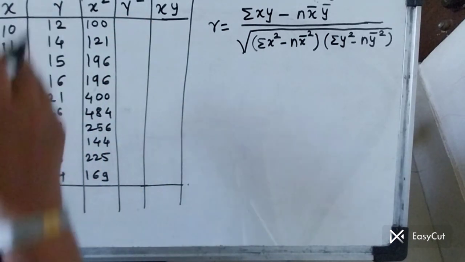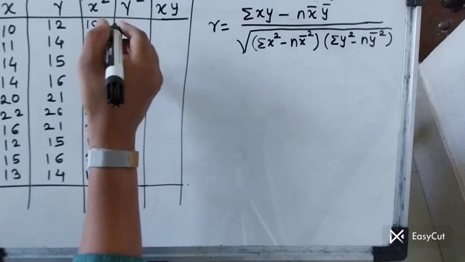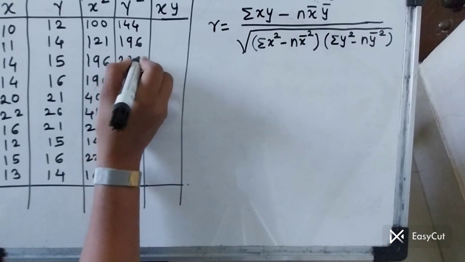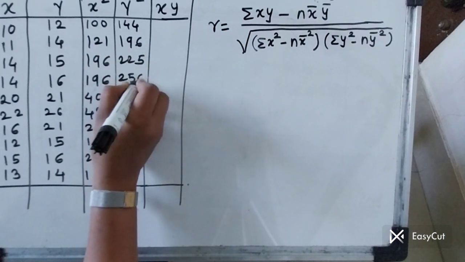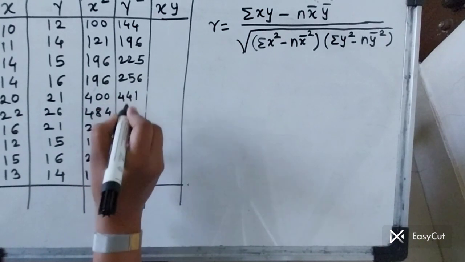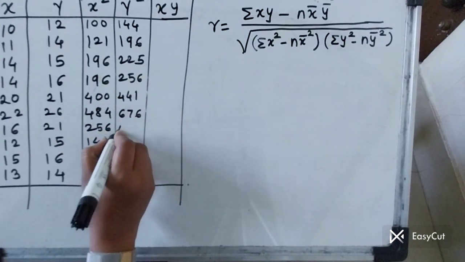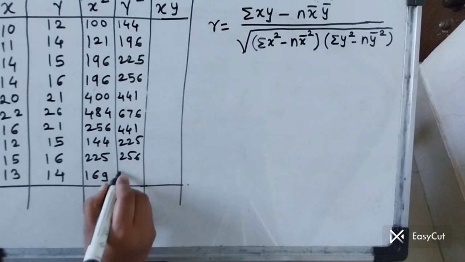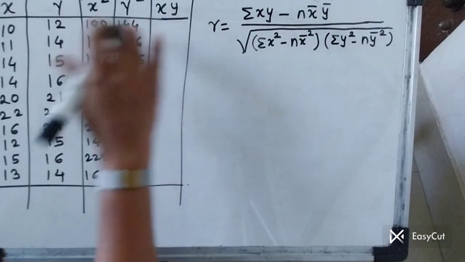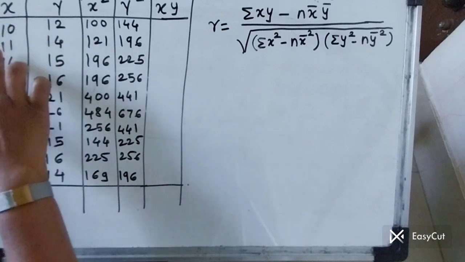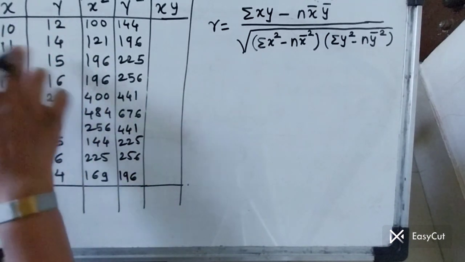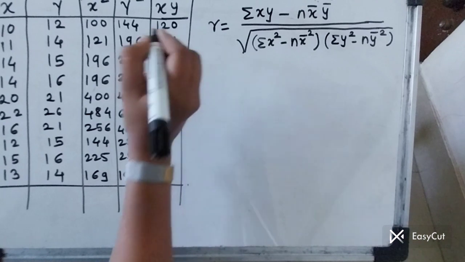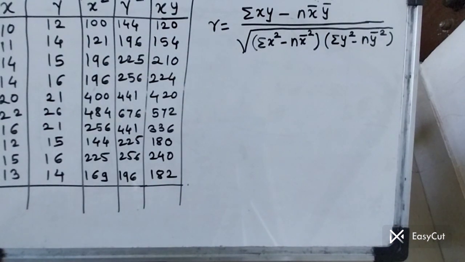Similarly, find the square of imported values. 12 is 144, 14 is 196, 15 is 225, 256, 441, 676, 441, 225, 256, and 196. Next column is xy. xy means product of these two. 10 into 12, 11 into 14, 14 into 15. Product of these two variables. So the product is 120. Here 154. Okay, this is the product.